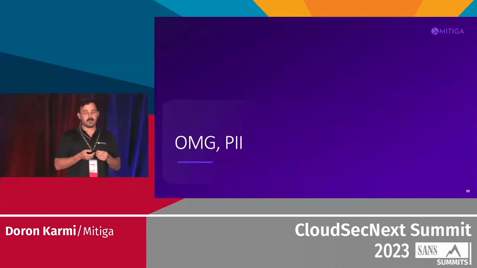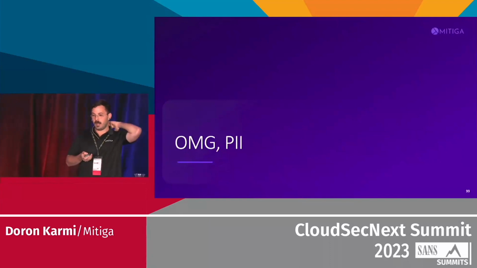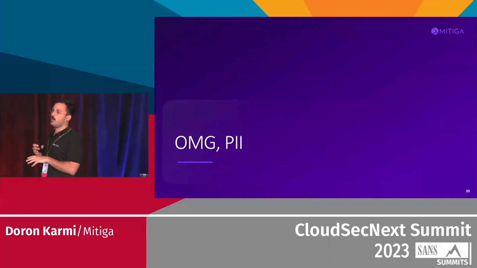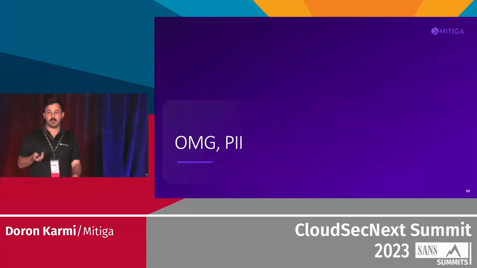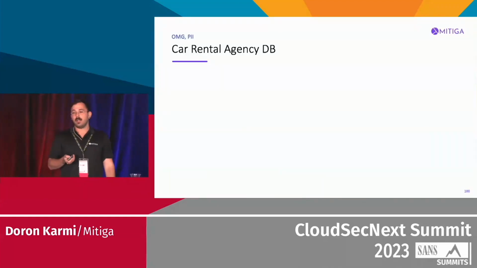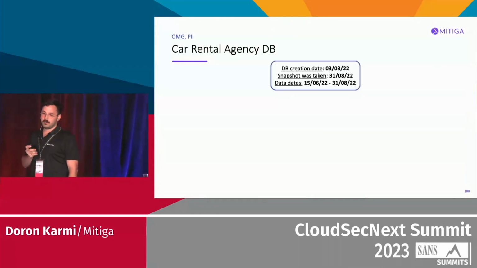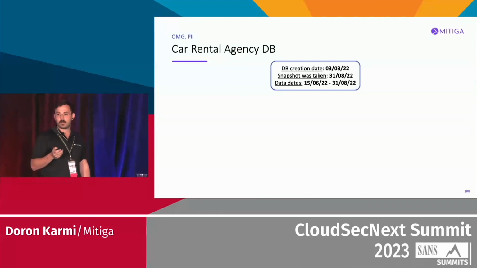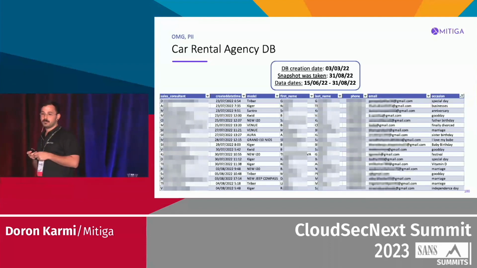Now let's see some juice, the information itself, what we found. Before we dive in, the research that we've conducted was over a period of 30 days, and this is what we saw. One example is a car rental agency DB. The DB was created on March 22, and the snapshot was taken on August 22, 5 months later. And this is what we see in this table.